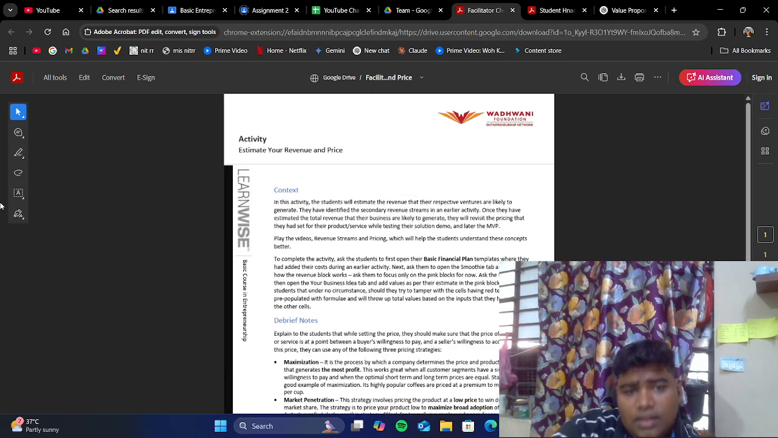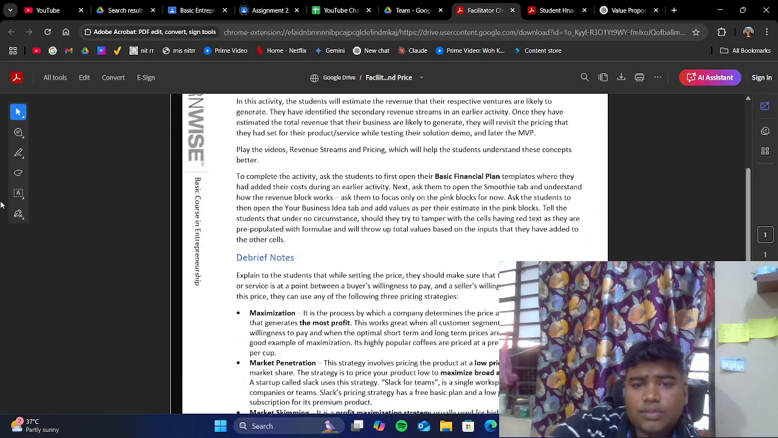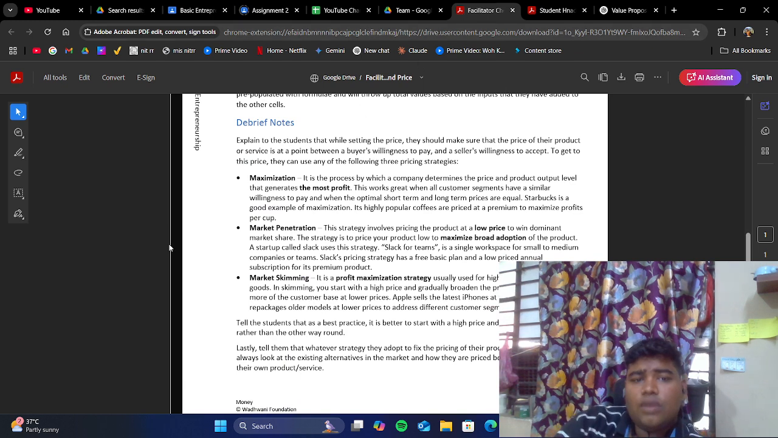So how can we estimate our revenue and price? What is maximization? Maximization is the process by which a company determines the price and product output level that generates the most profit. This works great when all the customer segments have similar willingness to pay and when the optimal output and the long-term prices are equal. Starbucks is a good example of maximization. Their highly popular coffees are priced at a premium to maximize profit per cup.